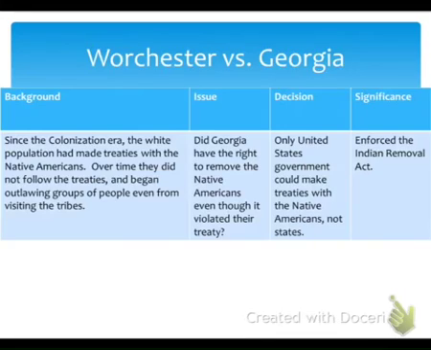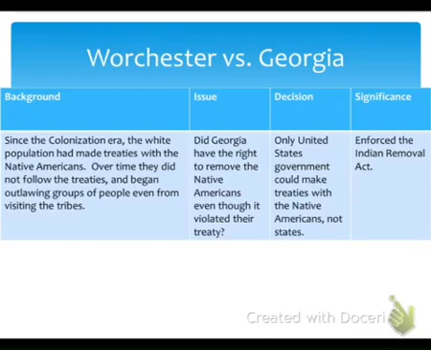When the Supreme Court came down on them, they said that the national government was the only one able to make treaties, and that Georgia shouldn't be able to enforce this Indian Removal Act that they'd been trying to pass. Well, when it came down to it, Andrew Jackson enforced the Indian Removal Act, and this is what led to the Trail of Tears.